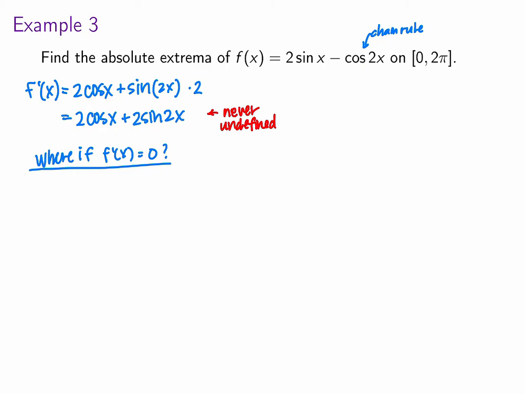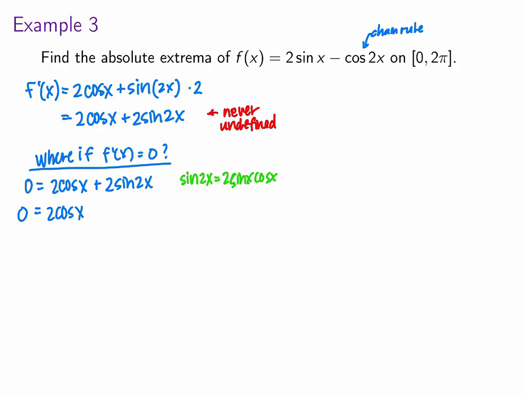Okay, so let's set this equal to 0. So 0 equals 2 cosine x plus 2 sine 2x. And as it is, this is a little bit frustrating to solve. So I'm going to use a little trick from trig, one of my identities, and that's that the sine of 2x is 2 sine x cosine x. And why is that change helpful?